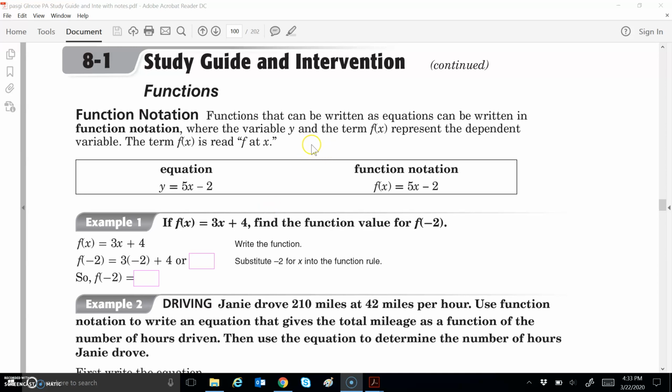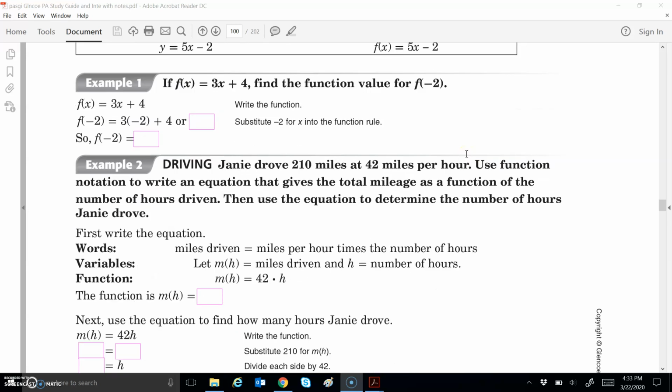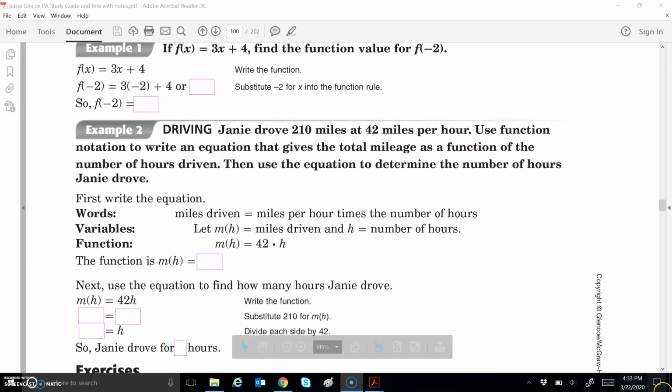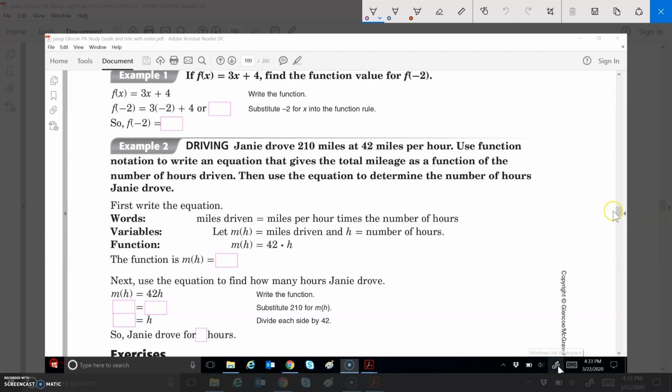All right. Example: if f of x equals 3x plus 4, find the function value of f of negative 2. All right, here we go. What we're going to do is plug in negative 2 for x. In our equation we have 3x plus 4, so where there's an x, we're going to replace it with negative 2. So 3 times negative 2 is negative 6. Negative 6 plus 4 is negative 2.